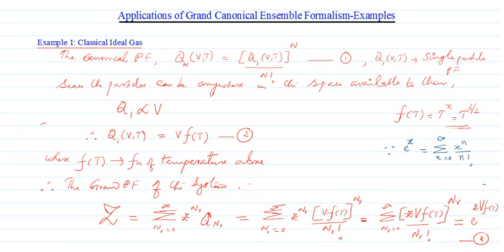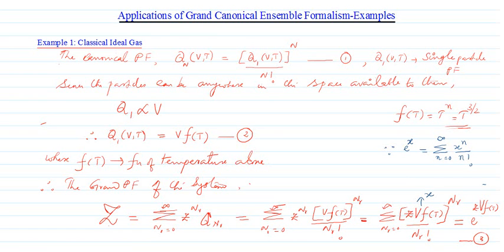So now in our case, if you substitute x equal to z v f of t, you treat this one as x. Now you can see that it is of that form of the series expansion. So the answer is going to be e raised to x, or e raised to z v f of t. So that is a simplification that we are able to do. So equation number 3 gives you the grand partition function of the system in terms of the fugacity z, the volume v available to the system or the particles, and f of t, which is a functional dependence on the temperature of the system. Now let's carry on.